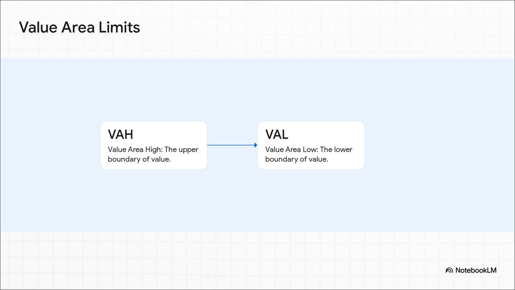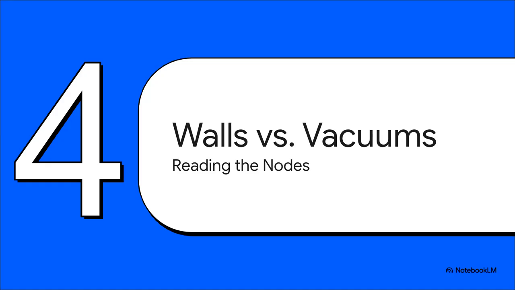It's comfortable. But the second price breaks outside this value area, whether it's pushing above the VAH or dropping below the VAL, the market is no longer in balance. It is actively out there searching for new value. That brings us to Section 4, walls versus vacuums.